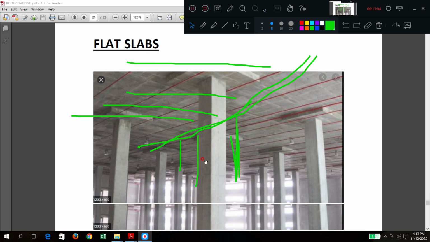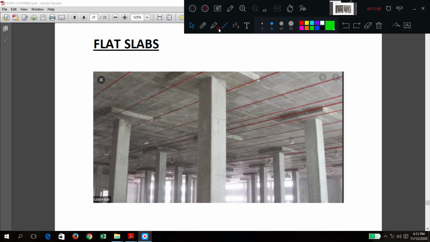Now next is what? Flat slab. What do you mean by flat slab? When the slab is directly resting on columns, there are no beams. Can you see any beams? No, nothing. No beams at all in this construction. That is why we call it a flat slab. Directly the slab is cast upon columns. These are called column heads.